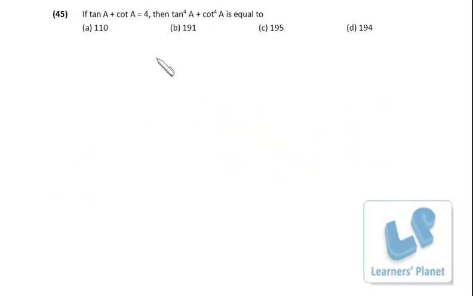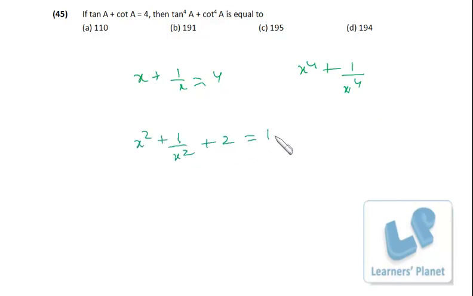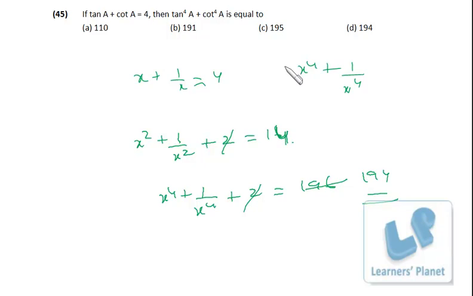Now, tan A plus cot A is equal to 4, then tan 4A plus cot 4A is equal to? These sort of problems we have discussed in our algebra sessions. See, tan A is suppose x, and cot A will be 1 upon x. So x plus 1 upon x is equal to 4, then we have to find the value of x^4 plus 1 upon x^4. That's pretty simple. x square plus 1 upon x square plus 2 is equal to 16, right? So that is 14. Then x^4 plus 1 upon x^4 plus 2 is equal to 196. So that is 194, right? Matter of seconds. So here x is tan A and 1 upon x is cot A precisely.